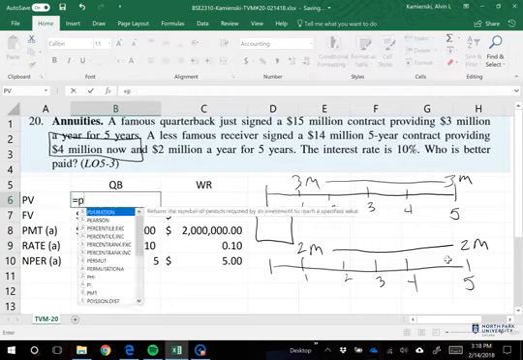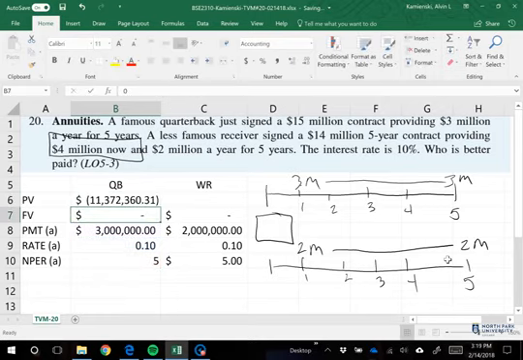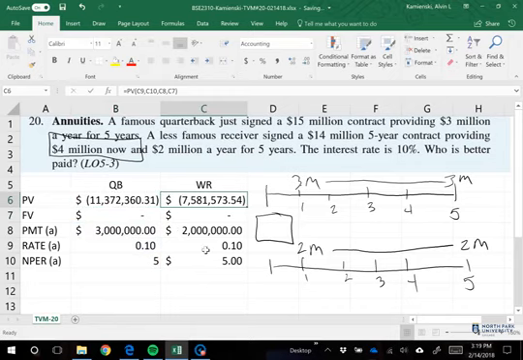So what we'd like to do is figure out the present value of each. So at the rate of 10% over a 5-year period with payments of $3 million annually and no present value, that quarterback's contract is worth around $11.3 million. The wide receiver, as you might expect, because they get paid $1 million less per year, their contract is actually worth less as it stands right now because they get only $2 million a year for 5 years, so theirs is worth more like $7.581 million. Now notice that those are both negatives, which again is that indicator of present value out.